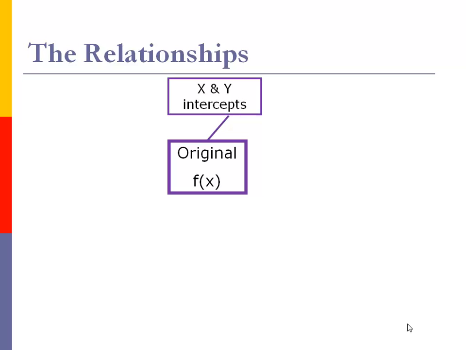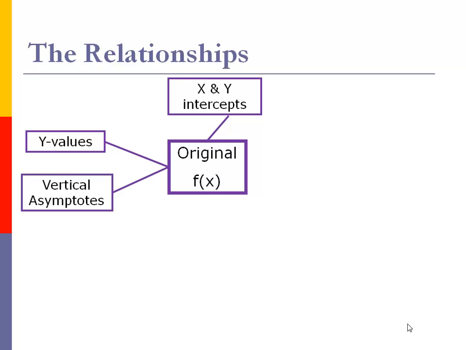To get the x-intercept, you just plug in 0 for y and then solve for x. To get the y-intercept, it's really easy. You just plug in 0 for x and you just calculate. And so those are two really quick, easy points that we can find on the graph. Another thing that we get out of the original function are the y values. So for graphing, we could always just plug in a bunch of x's and then plot the points that we get with the results that we get from the original function.